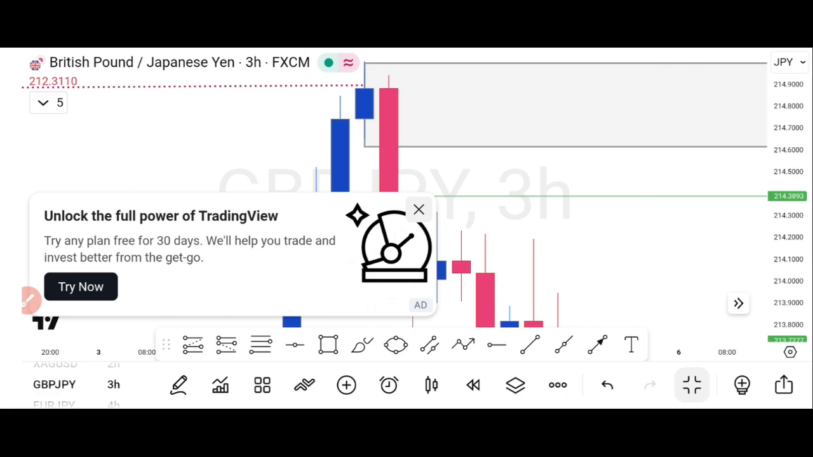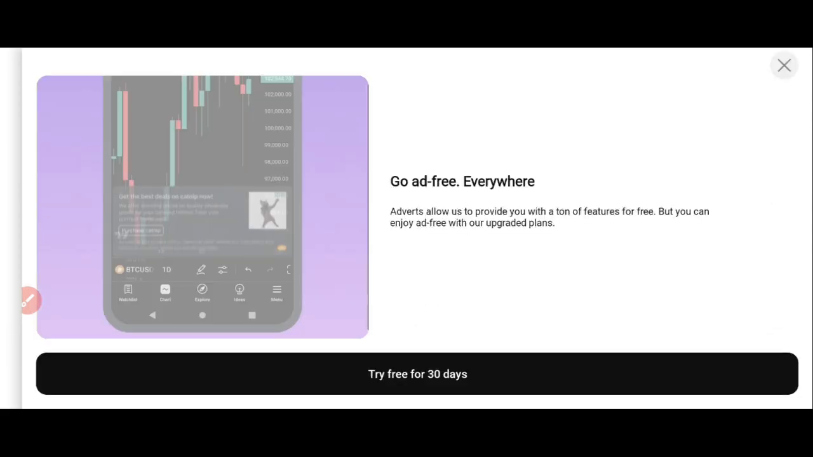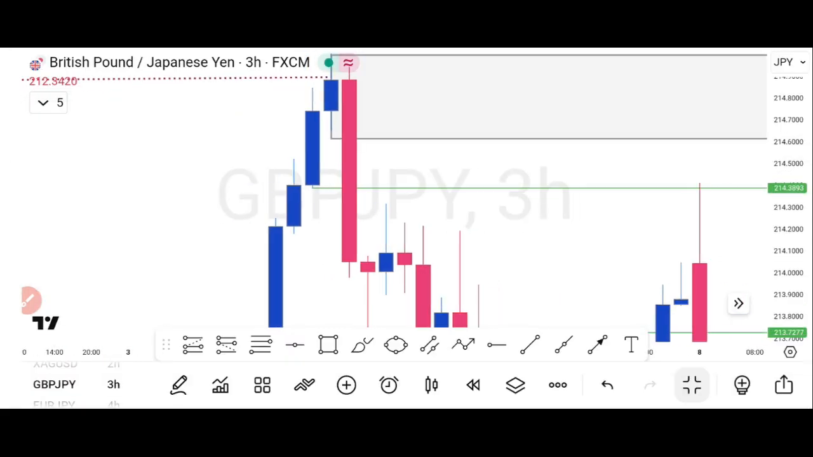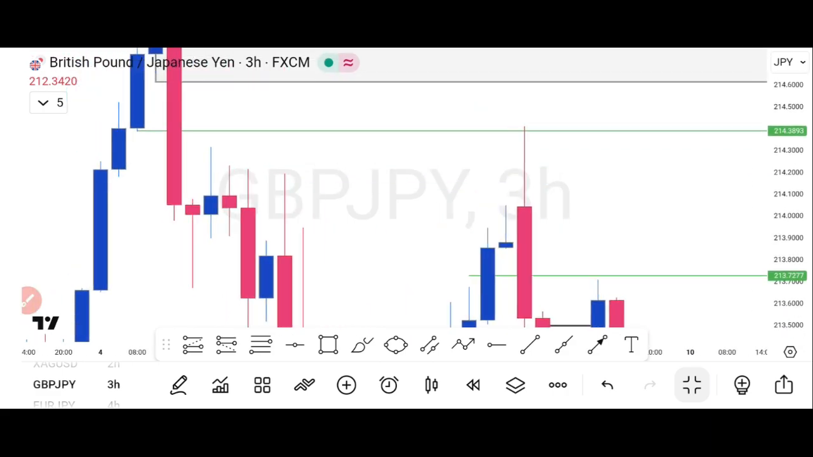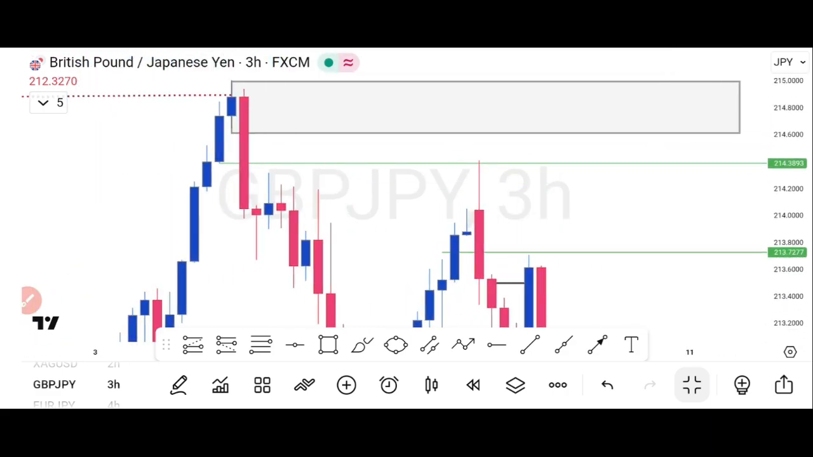I'll mark out the last low there on the body of the candlestick close. And that's where I will expect price to tap back into for a sell. And if we check exactly what's happening here, that was exactly what happened here.